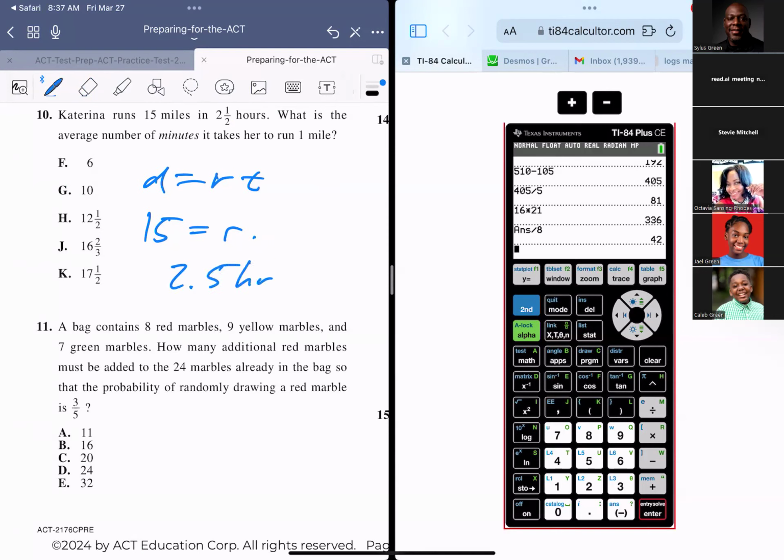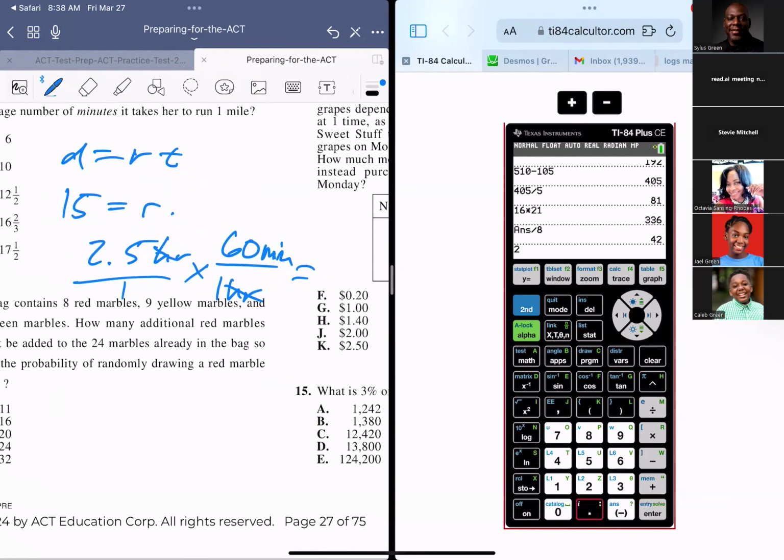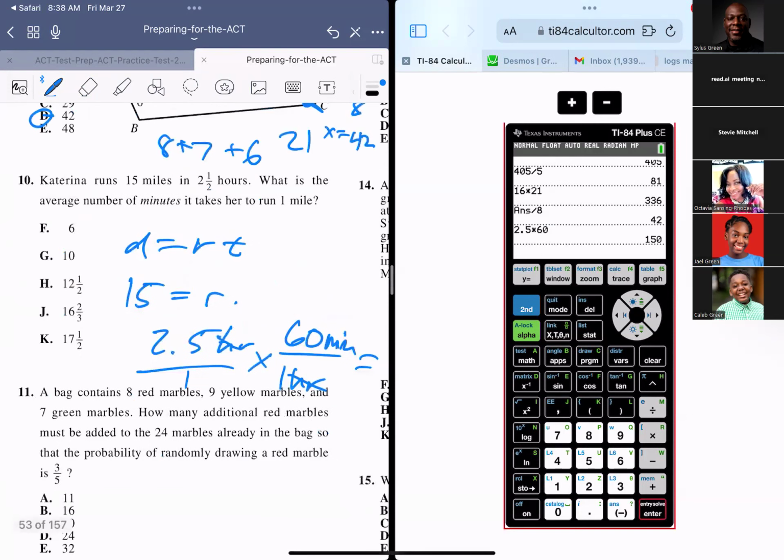2.5 hours over 1 times 1 hour, 60 minutes. And we're trying to cancel out hours. That's why we're putting hours in the denominator, because we're canceling that variable out and saying minutes. 2.5 times 60, that's 150 minutes. So the time is 150 minutes if you were to convert it to minutes. Okay, so 15 equals rate times time.